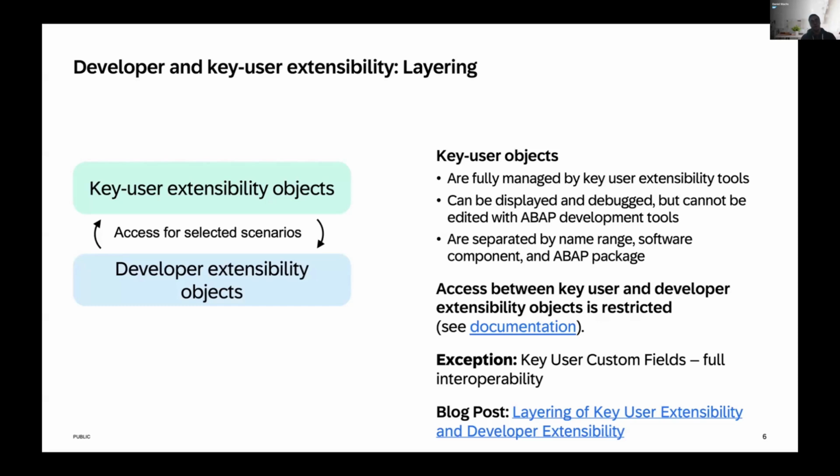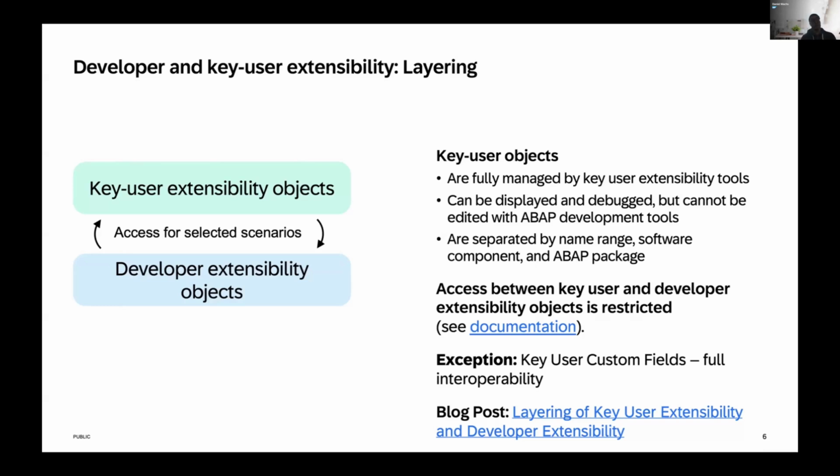From a view, you can think of it in that way that key user objects are always on top. They can access objects from developer extensibility if they are released accordingly, but not the other way around. And there's one big exception, that's extension fields. That's what we talk about.